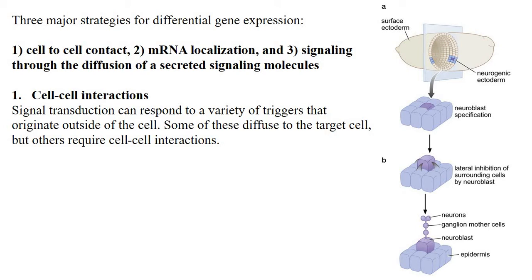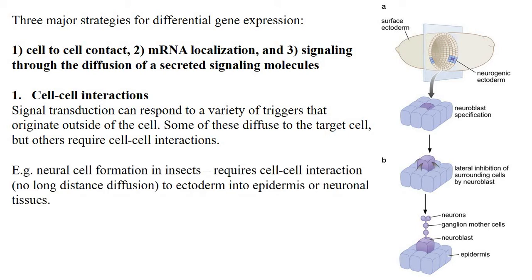As I said, signal transduction can respond to a variety of different triggers that originate outside of the cells, and these triggers can come to the cell and bind to the receptor. These can diffuse to the target cell, but some signals require cell-to-cell interaction, and that's what we're going to focus on right now. One good example of cell-cell interaction is neural cell formation in insects. This is, I think, a Drosophila, because Drosophila are very well-studied model organisms, so a lot of our examples come from model organisms. Neural cell formation in insects requires cell-cell interaction. There is no long-distance diffusion. The cells need to be right next to each other.